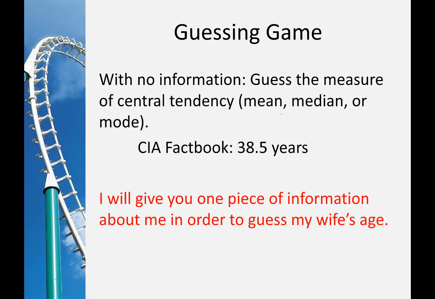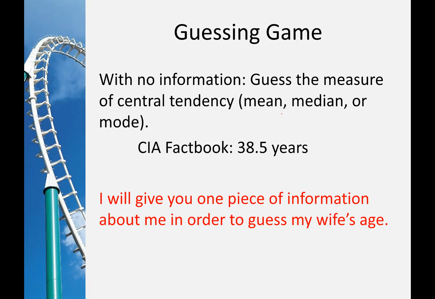So that was a guess with no information. That was just a guess of the dependent variable y with no information at all. I will give you one piece of information, an x variable, so to speak, so that you can predict y. And I will actually tell you who y is. Y is my wife.